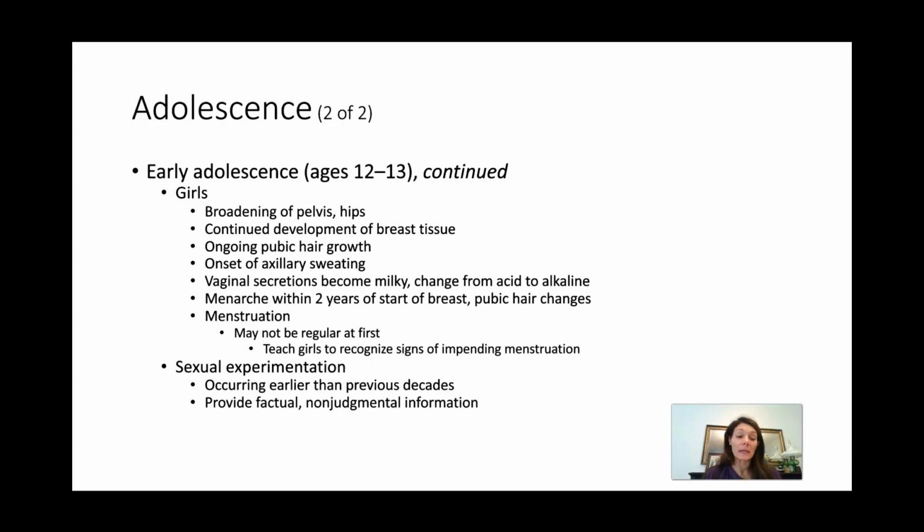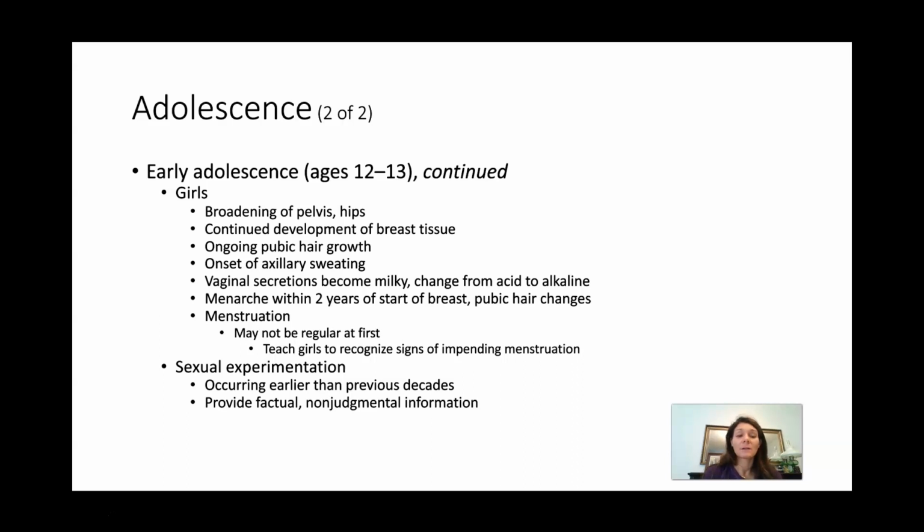When girls begin to develop breast tissue and start to have pubic hair changes, typically they will begin menarche within 2 years of that point. So that's an important thing for parents to know, so that they can be expecting this change to come, so that they can start educating their children. And same as for you as nurses.